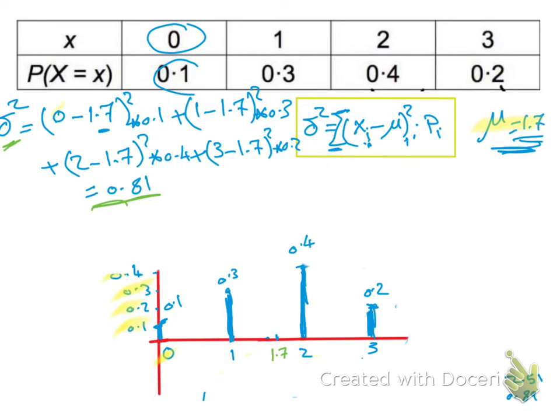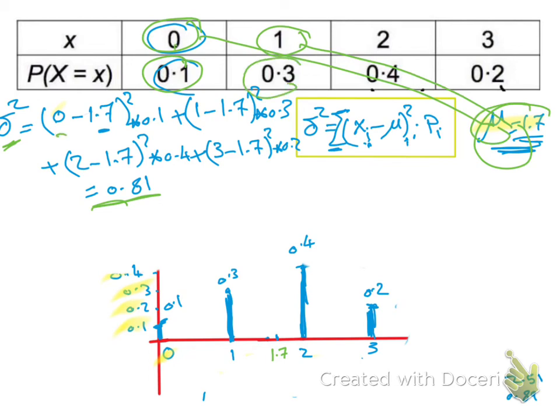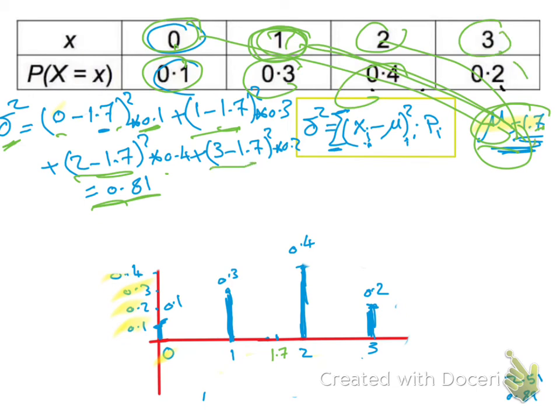So the variance is simply that x minus mu square, okay, times the probability. The second x minus the same mu square times the probability. So 0 minus 1.7 square times 0.1. The second x, 1 minus 1.7 square times 0.3. 2 minus the mu 1.7 squared times the probability 0.4. 3 minus 1.7 squared times the probability.